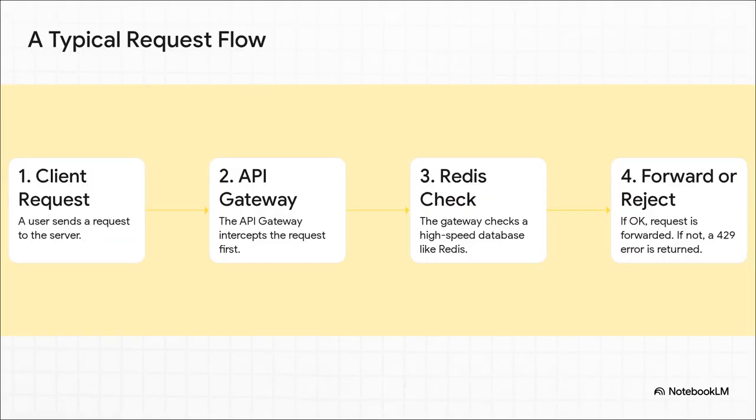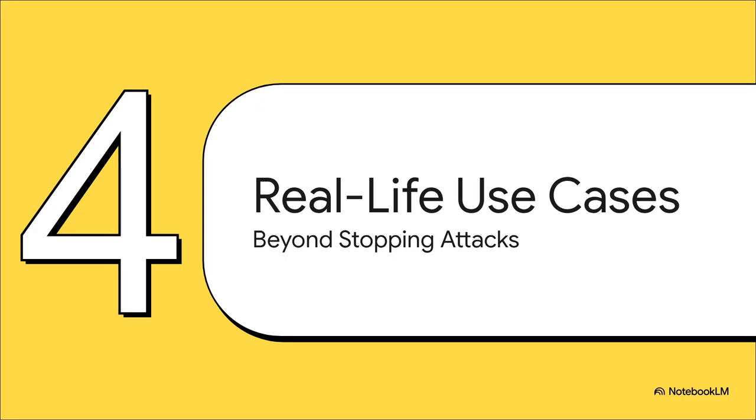So let's walk through what a typical request looks like. It comes in from a user and wham, it hits the API gateway first. The gateway does a lightning-fast check against the high-speed database, something like Redis, to see if that user is still within their allowed limit. If everything looks good, the request gets passed right along to the back end. If not, the gateway doesn't even bother the back-end service. It just immediately sends back that 429 too many requests error. Clean and efficient.